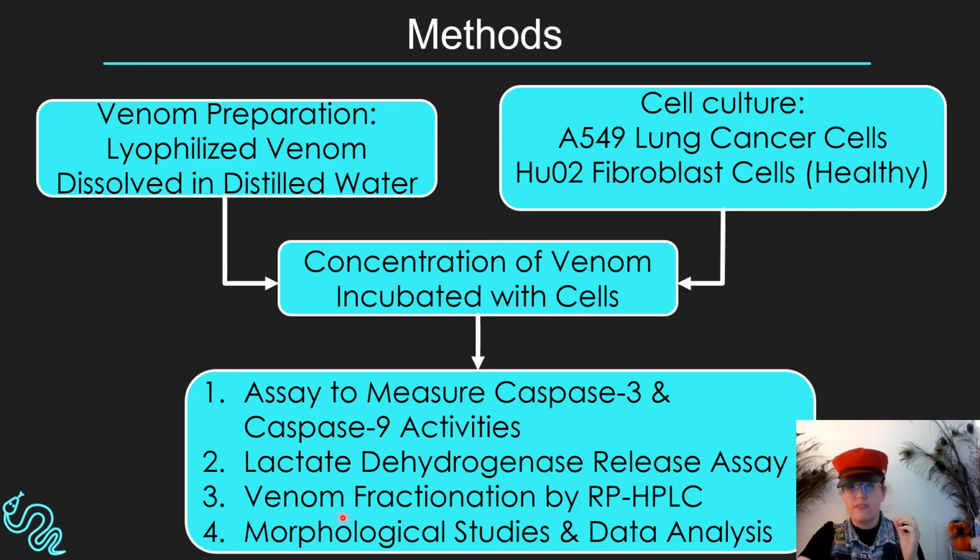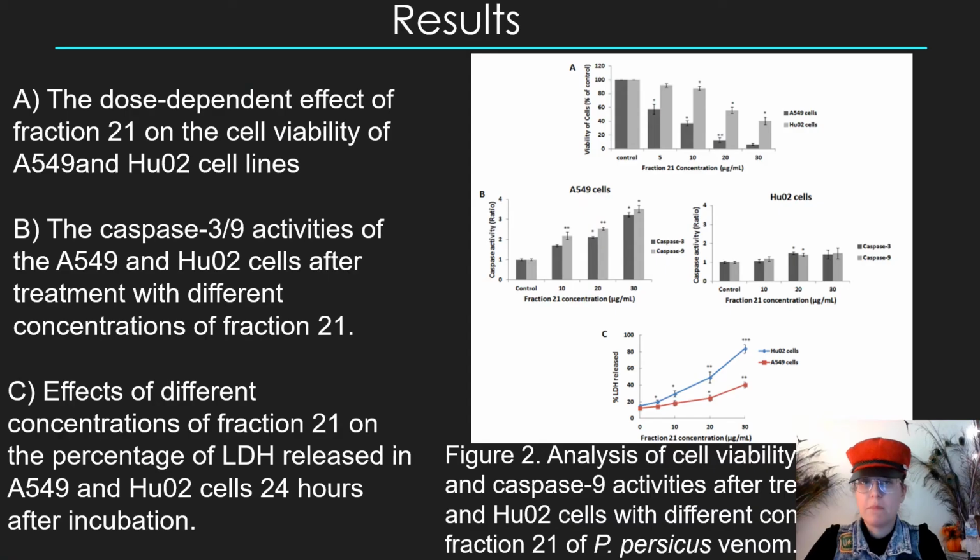They also performed venom fractionation by high-performance liquid chromatography, commonly referred to as HPLC. This is important because they were able to obtain 4 different fractions from the crude venom. However, they found that fraction 21 yielded the best results in causing apoptosis in the cancer cell lines. Additionally, they performed morphological studies from the cells incubated with the venom, and they performed data analysis. Upon finding that fraction 21 had the best results for causing cancer apoptosis, the researchers decided to just work on that fraction for the rest of the study.